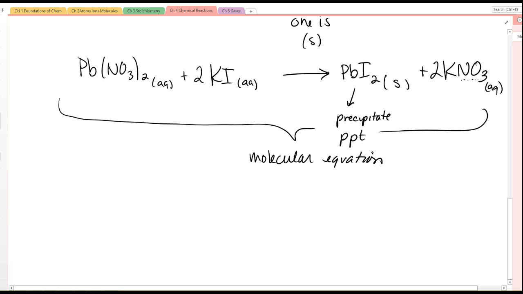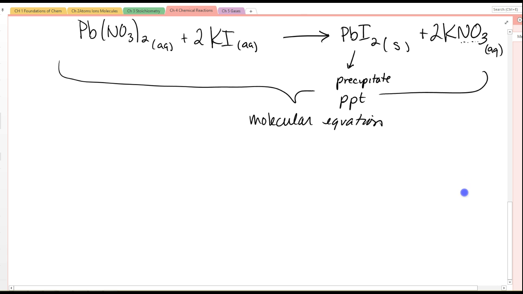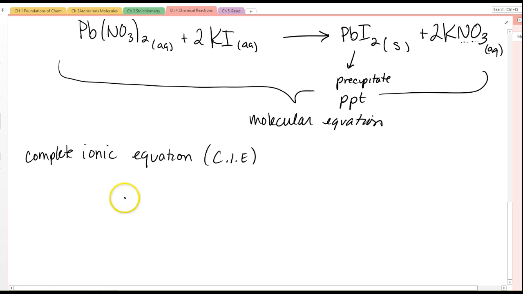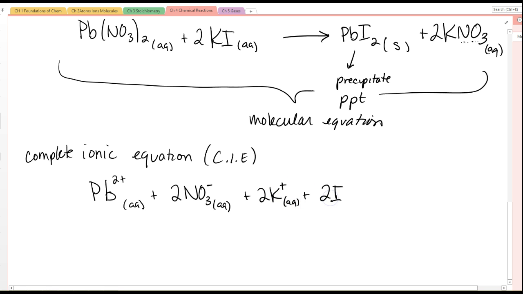There are two other ways that we communicate these kinds of reactions. The first is called a complete ionic equation, which I might call the CIE. In this kind, you write them out as ions. So let's look at the ions here. We have a lead 2 plus ion, aqueous, plus 2 nitrate ions, aqueous, plus 2 potassium ions, plus 2 iodide ions.